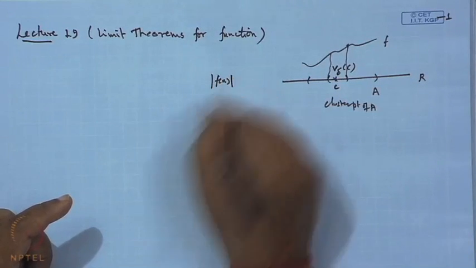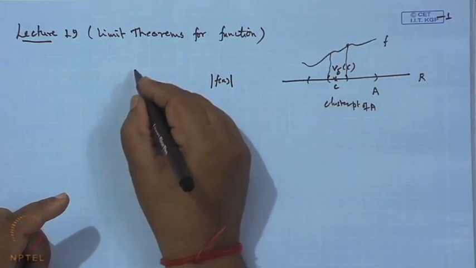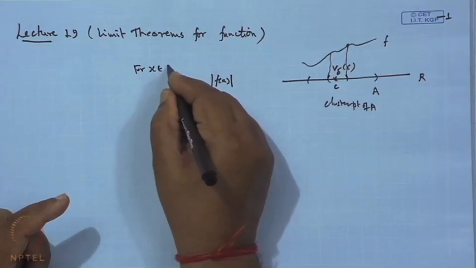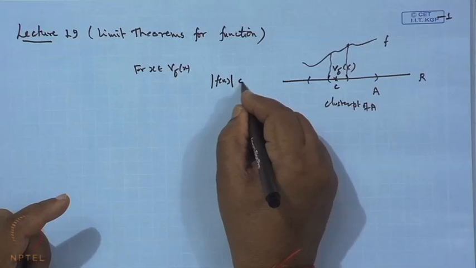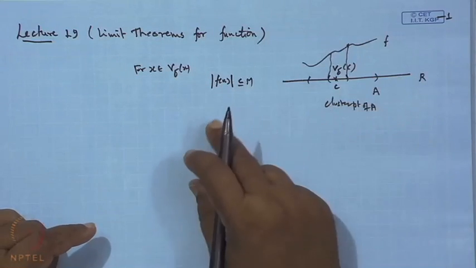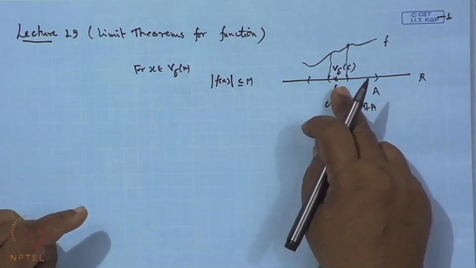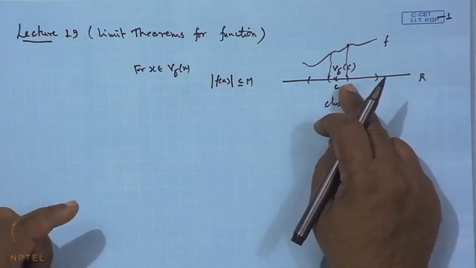f of x, for x belonging to this V delta, is less than or equal to m. Then we say the function f is bounded over a neighborhood around the point C.